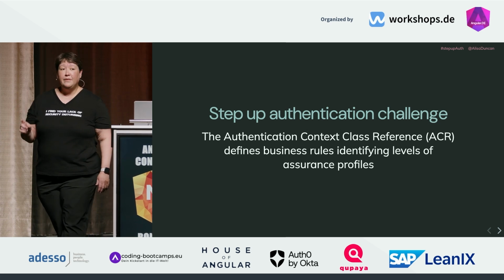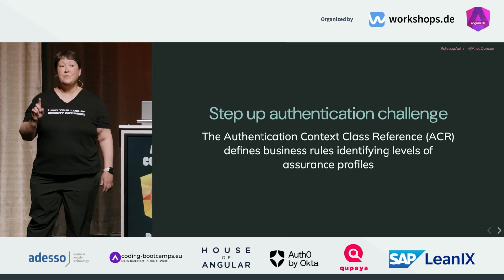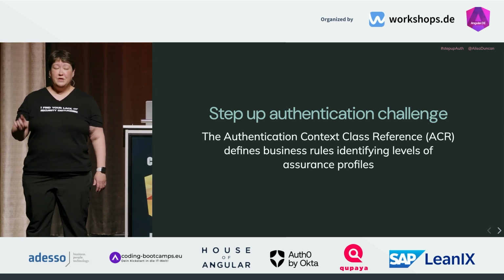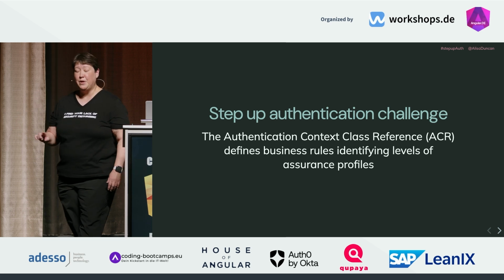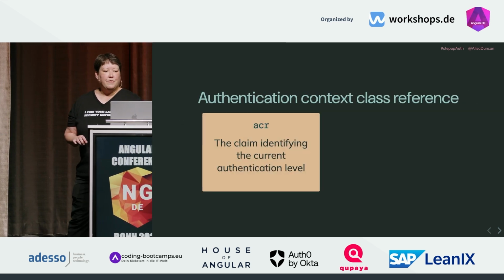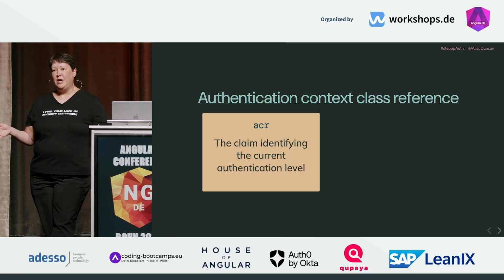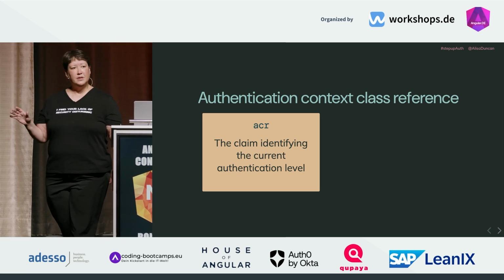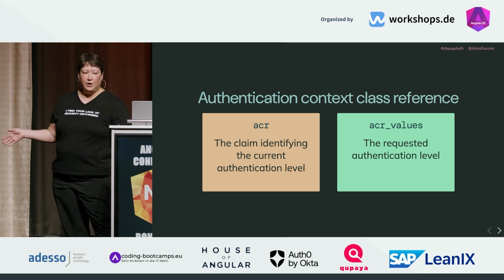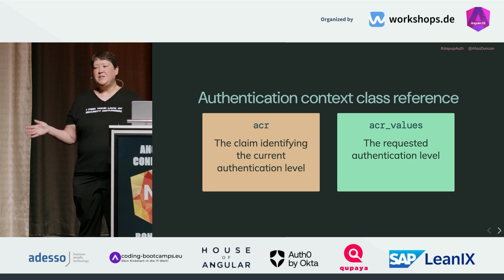Now, I want to call out, this is a business rule for identifying the user assurances. It's not the authentication method, right? And you'll see what I mean here in a little bit. And we'll see this in two different ways. We'll see the ACR claim that identifies the current level of authentication, and we're going to see the acr_values property. And this is the requested authentication level that we'll see, like in the URL, for example.